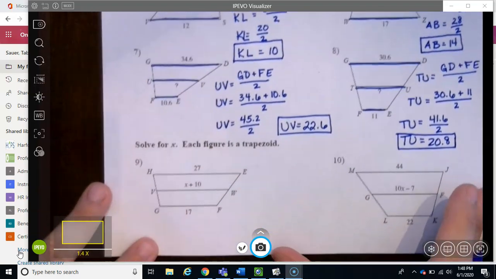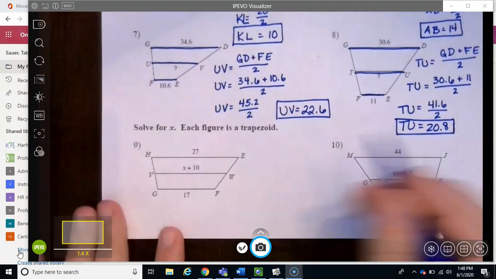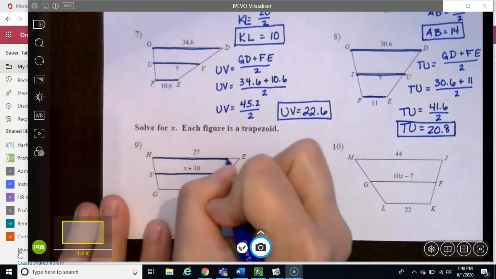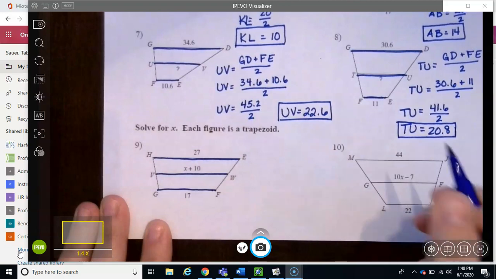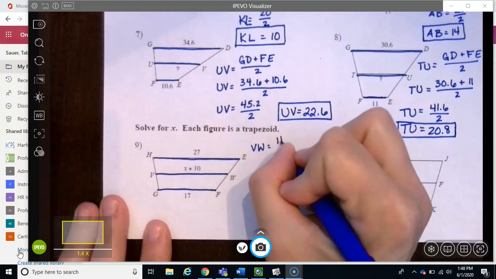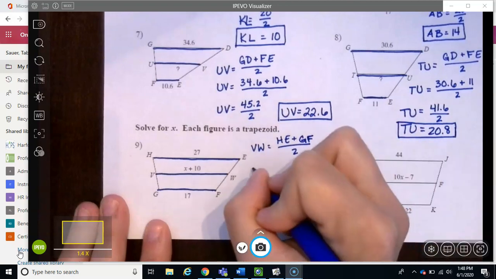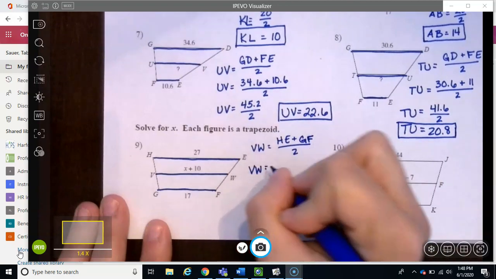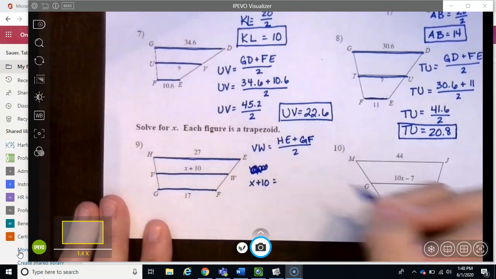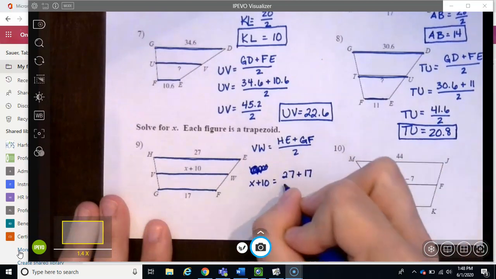Last but not least, let's do a couple examples where they throw in your algebra skills. Alright, so our midsegment is VW. Our bases that are parallel are 27 and 17. So we set it up as VW is equal to HE plus GF divided by 2. Substitute in what you know. We're substituting in x plus 10 for the VW, and HE is 27, GF is 17, and then we're going to solve.